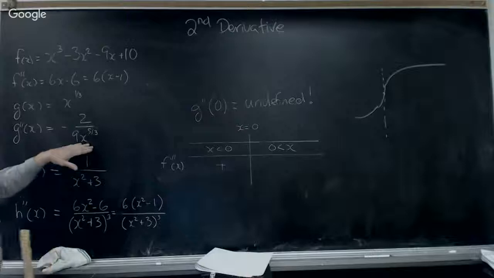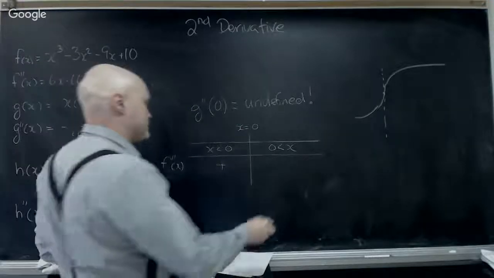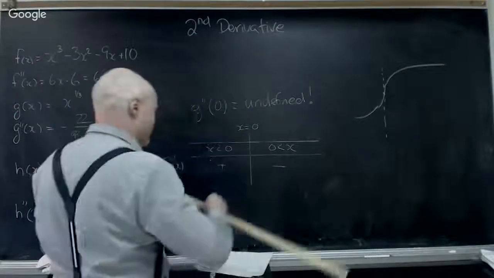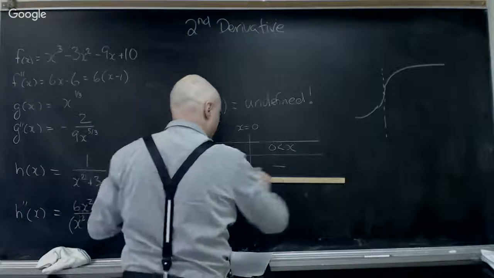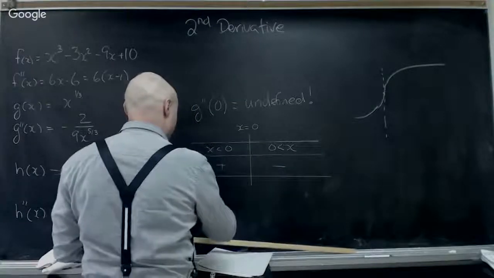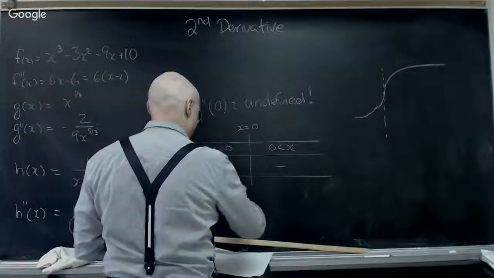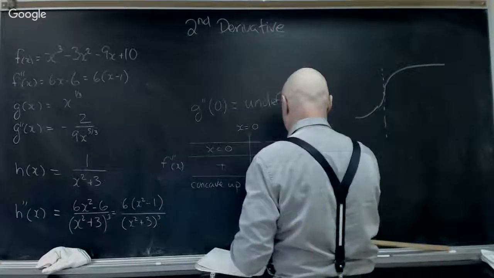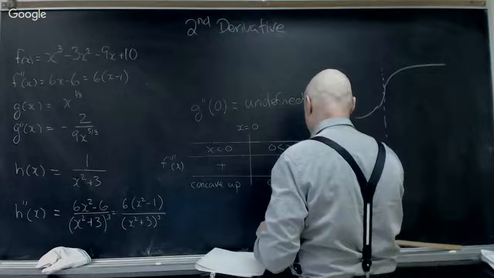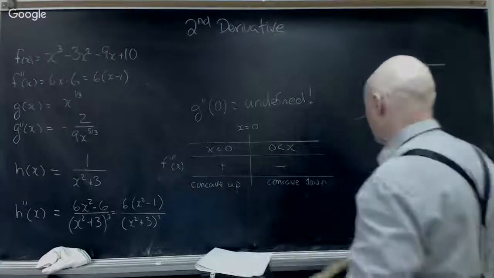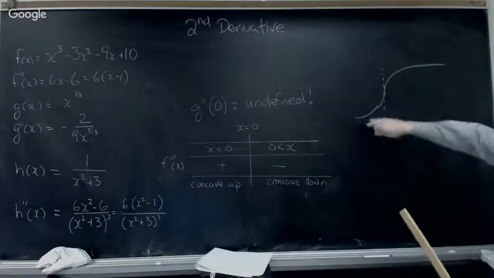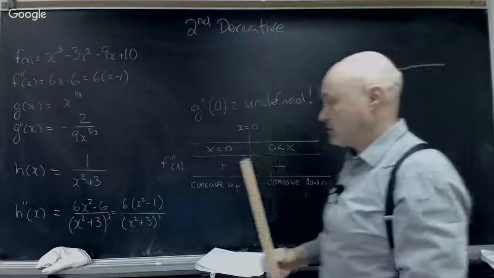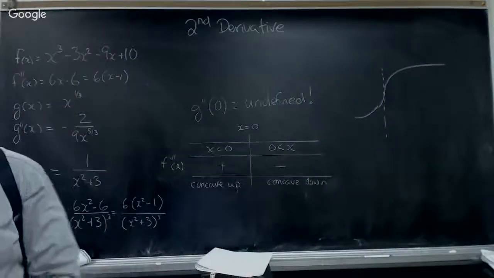I could go through the same exercise here. However, the second derivative is negative. And so I would conclude that it's concave up when x is less than 0, and it's concave down when x is greater than 0. And so I can just algebraically see what happens with this interesting function. Okay.